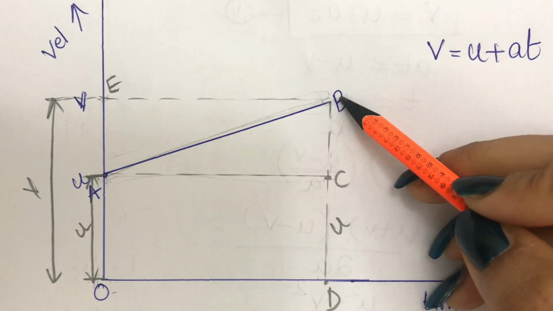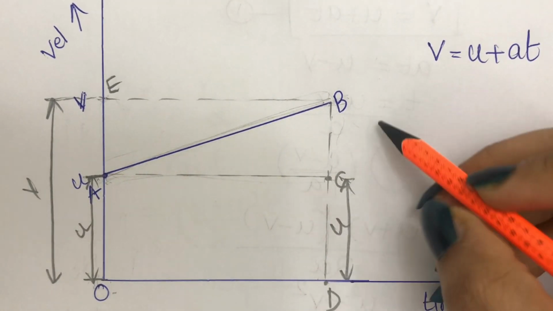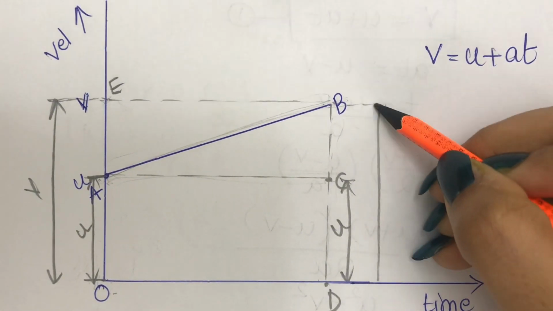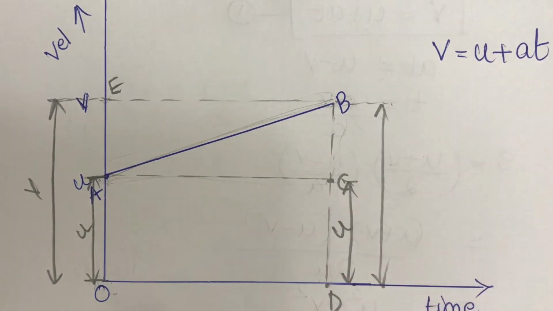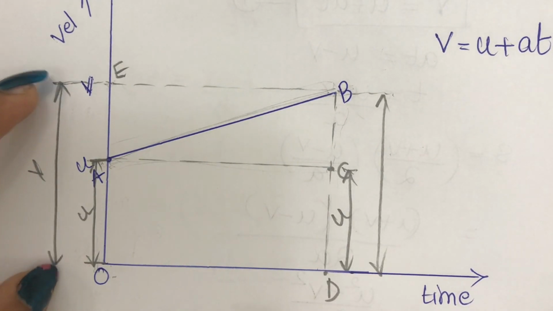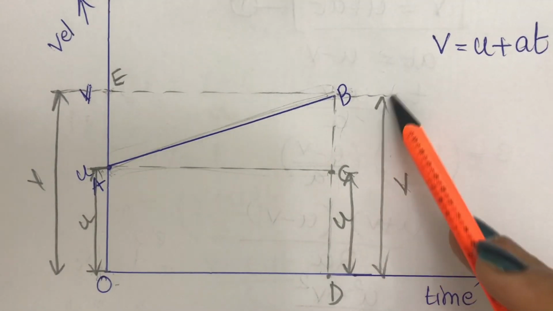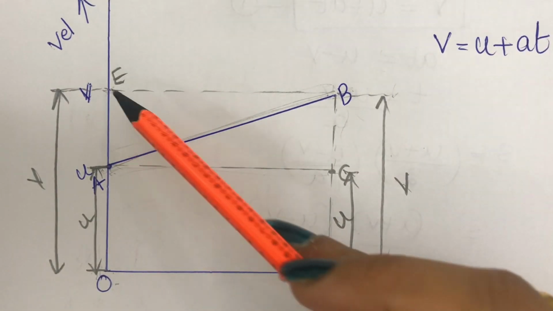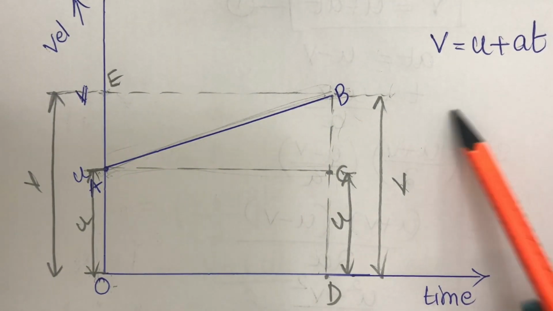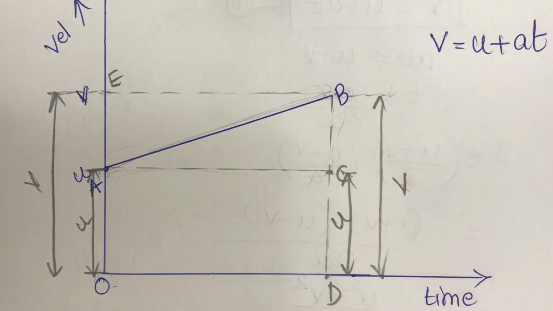Now CD is u. So what will be my BD? BD will be equal to this thing, and this thing is v. So BD will also be v. BD will be equal to OE, right? So now we have to prove whether v is equal to u plus at with our graph.